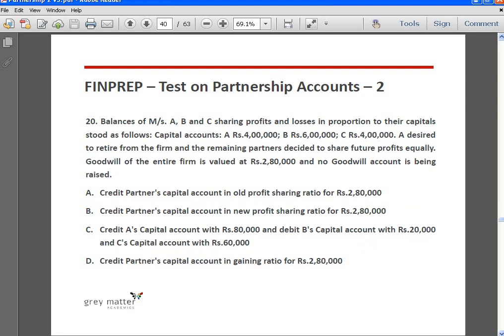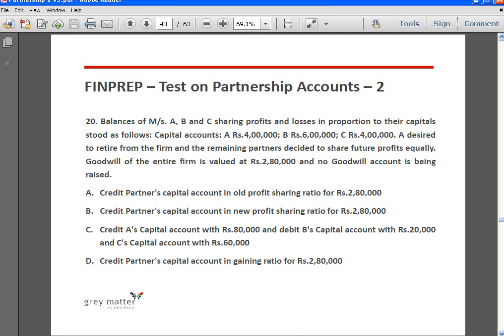Next, balances of Messrs A, B and C sharing profits and losses in proportion to their capitals stood as follows. Capital accounts: A 4 lakhs, B 6 lakhs, C 4 lakhs. A desired to retire from the firm, and the remaining partners decided to share future profits equally. Goodwill of the entire firm is valued at rupees 2 lakh 80, and no goodwill account is being raised. Here they're asking us how we are supposed to account for this goodwill valuation.